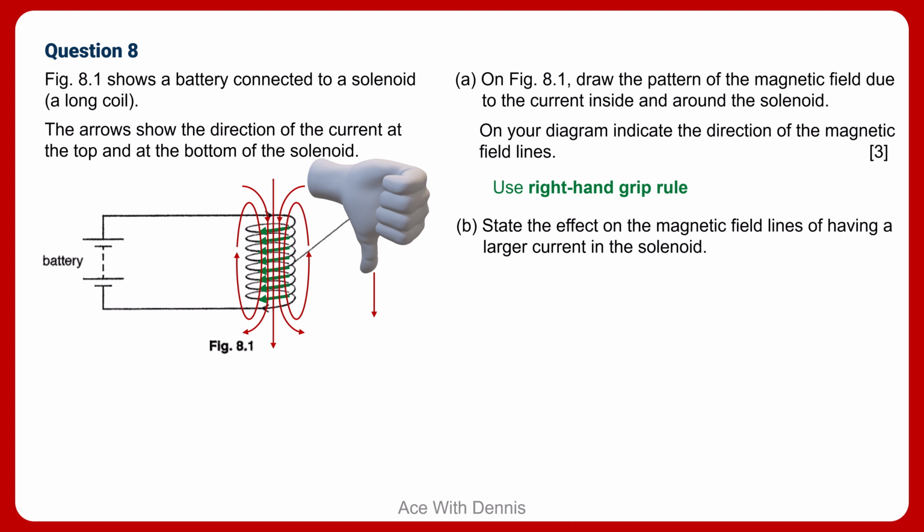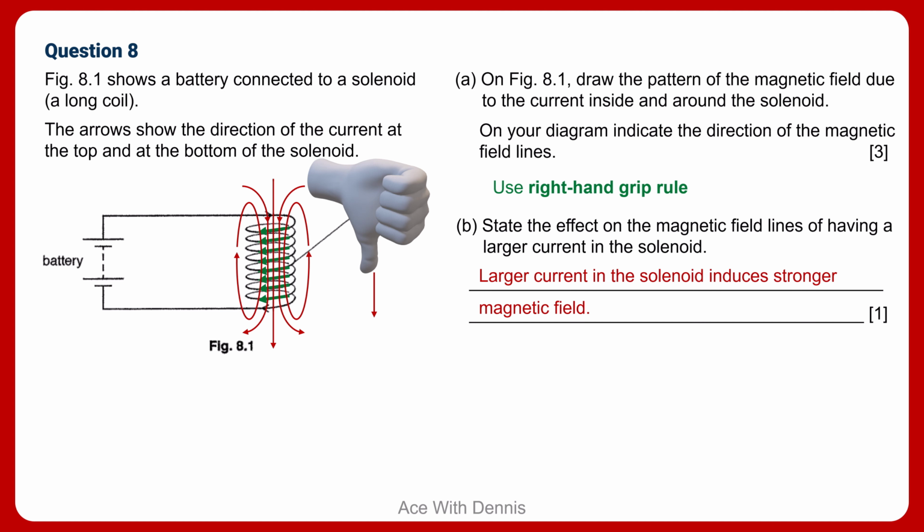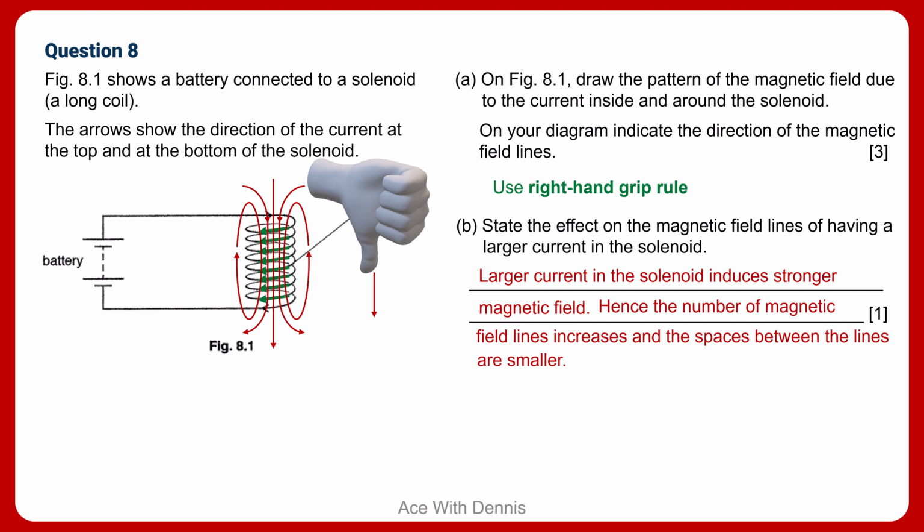Okay, B. State the effect on the magnetic field lines of having a larger current in the solenoid. 1 mark. Alright, so if we have larger current, means we have stronger magnetic field. Okay, so the answer will be larger current in the solenoid induces stronger magnetic field. Hence, the number of magnetic field lines increases and the spaces between the lines are smaller.